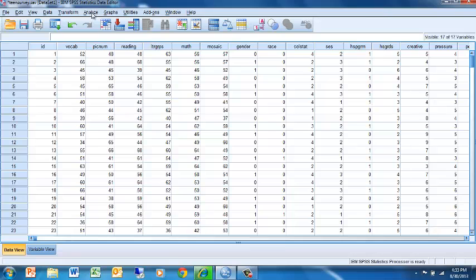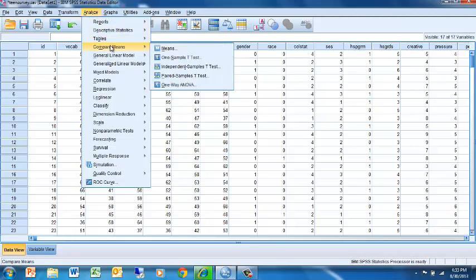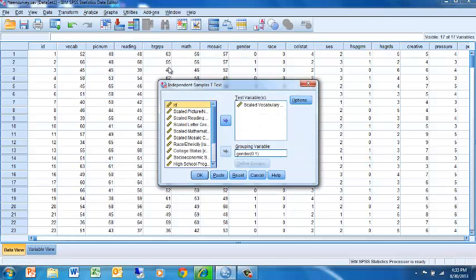We click on Analyze, Compare Means, and move on over to the independent samples t-test. Click on that. We're going to make sure that scaled vocabulary scores get sent to the test variable and that gender gets sent to the grouping variable. In defining groups, one group is going to be a 0 because that's the low code for gender, and the other one is going to be 1 because that's the high code for gender.